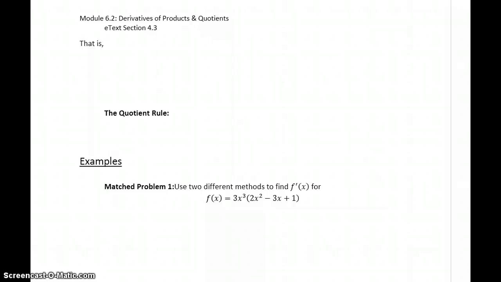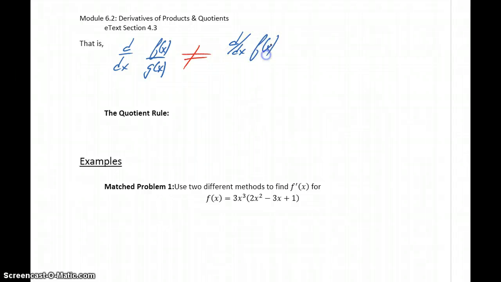Another way to say that in notation would be to say that the derivative of f of x over g of x is absolutely not equal to the derivative of f over the derivative of g. Again, this is one of those common mistakes people will make. However you go about making that clear in your head, we just want to make sure that this is something that we avoid. These two statements are not equal to each other.